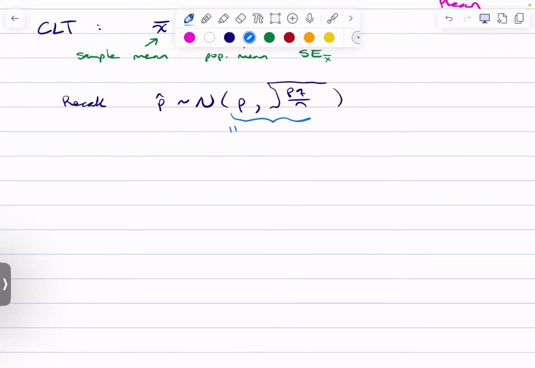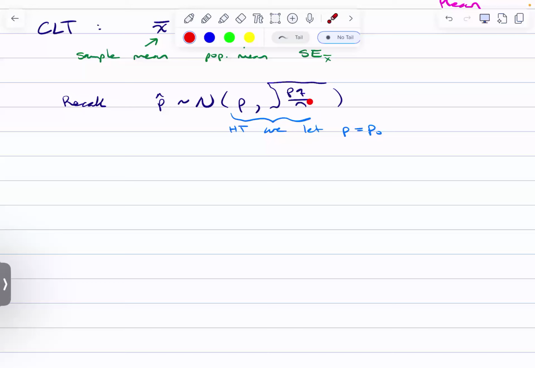So for a hypothesis test, we let P be P naught. We said, fine, I'm going to use my best guess at what P is, my hypothesized value. Which meant that this thing is going to be centered on my hypothesized value, right? That's because it's our hypothesized value, but then that's how we found the spread as well, right? The square root of P naught Q naught over N.